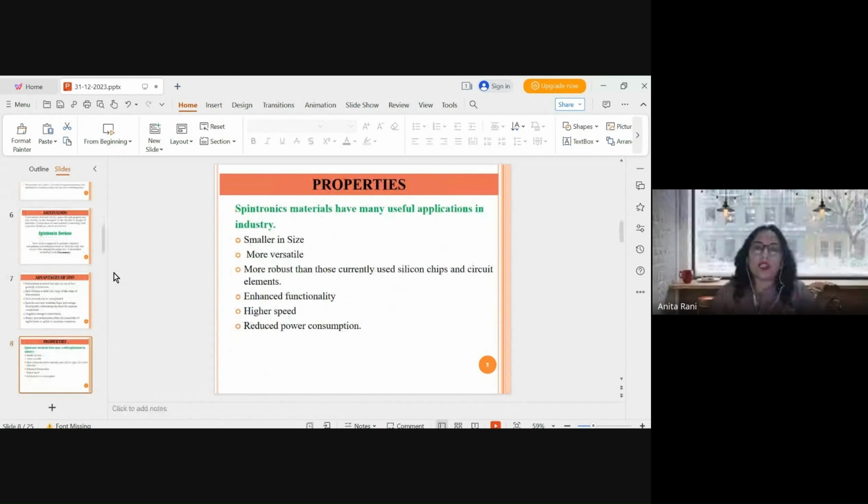Other advantages are that these devices are smaller in size, more versatile, and more robust than currently used silicon chips, and circuit elements enhance the functionality, with higher speed and reduced power consumption.